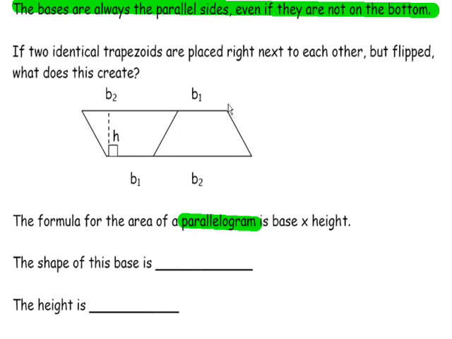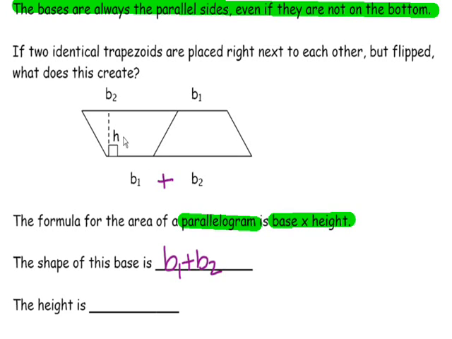We've got two pairs of parallel sides. And the formula for area of a parallelogram is base times height. Now, looking at this particular parallelogram that we've drawn right here, the base is going to be these two added together, base 1 plus base 2.